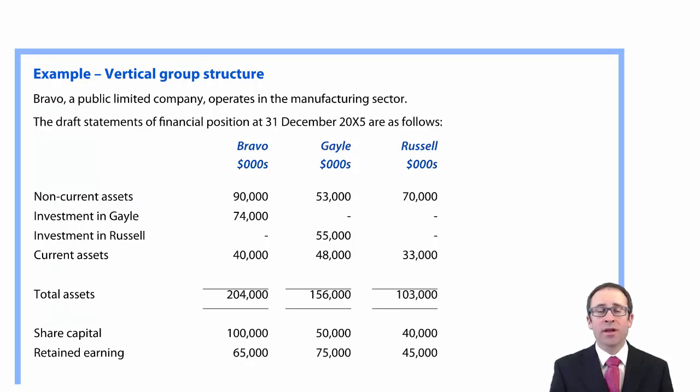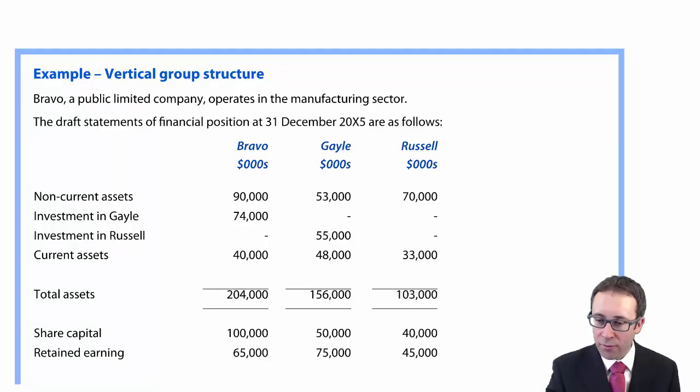Again, it's not something that you're likely to see within the exam, but it helps you understand the big picture so that you can then start to practice the questions that will tend to ask you to calculate the goodwill within the subsidiary and sub-subsidiary and the non-controlling interest within the sub and the sub-subsidiary. Okay, so it's important to get that bigger picture first.